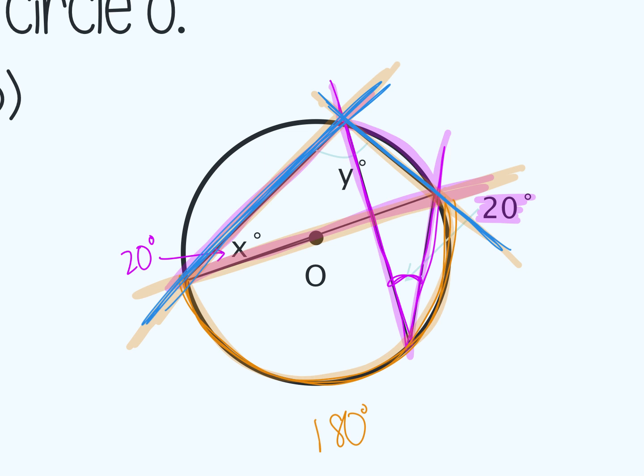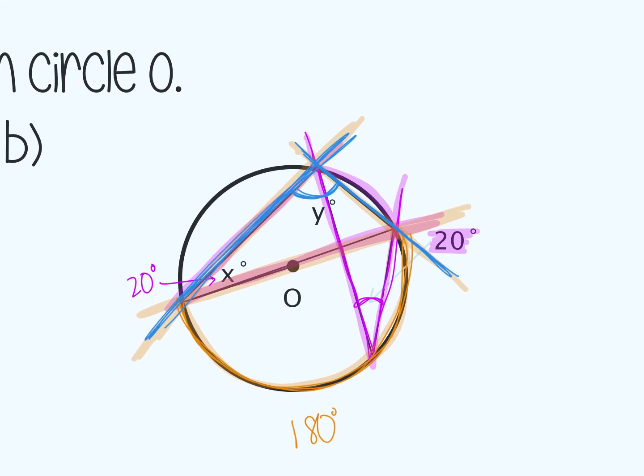How would I solve for y? Divide by 2. What am I dividing by 2? 180. Good, I'm going to take that 180 degrees, and I'm dividing it by 2. And what's 180 divided by 2? 90 is y.